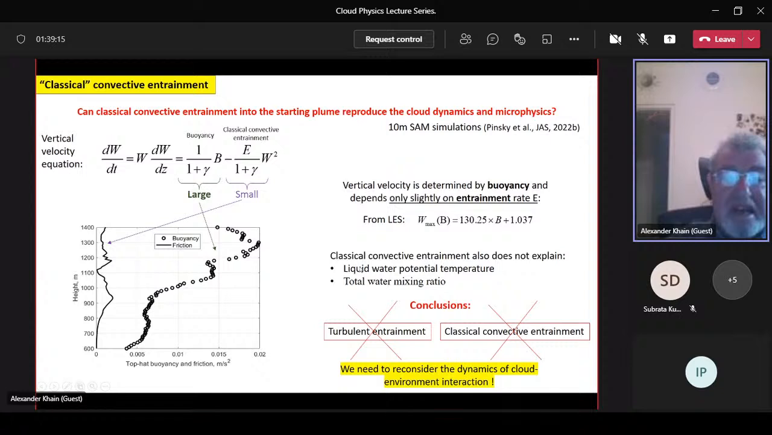And the same effect we got, that classical convective entrainment does not explain the liquid water potential temperature profile or the total water mixing ratio. So, conclusions: how to explain the low adiabatic fraction of liquid water content in clouds? It's not because of turbulence, and it's not because of classical convective entrainment.